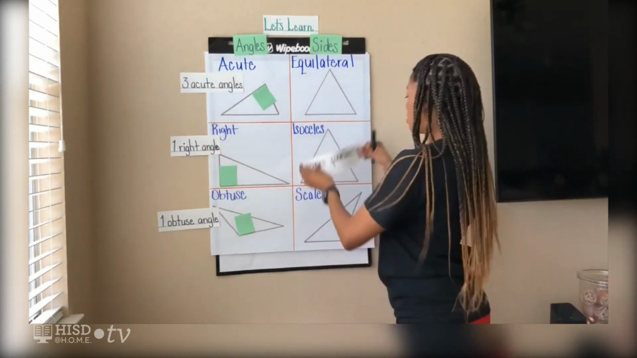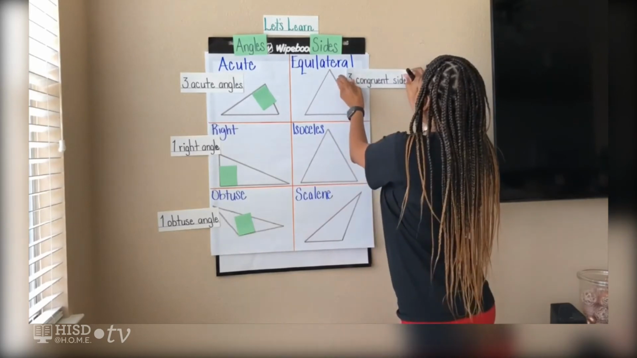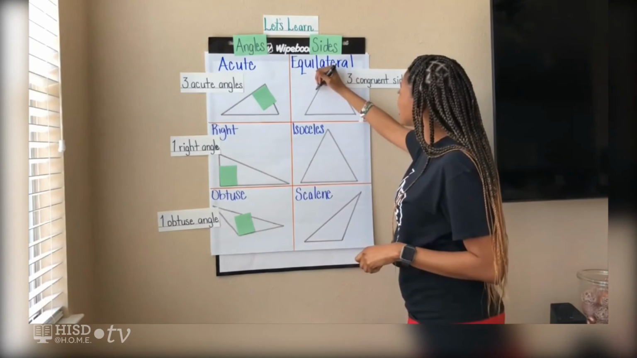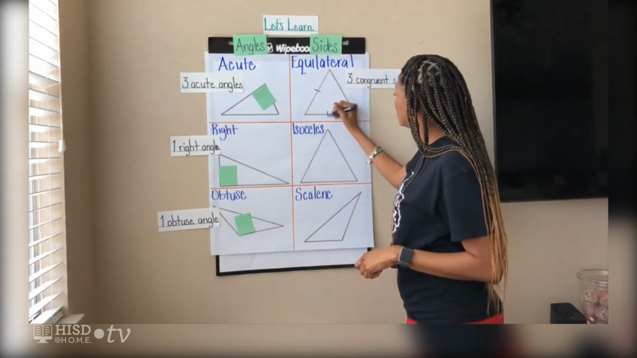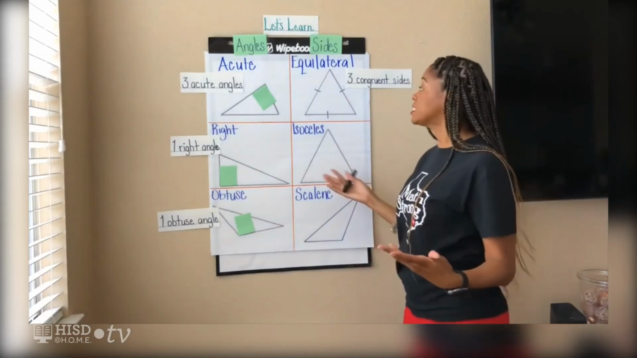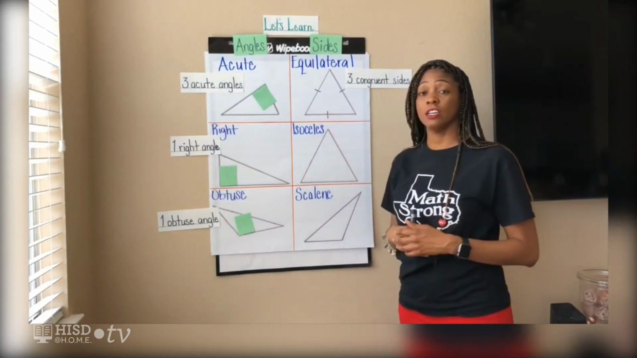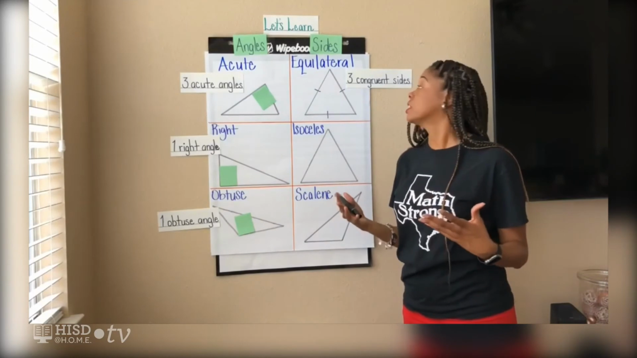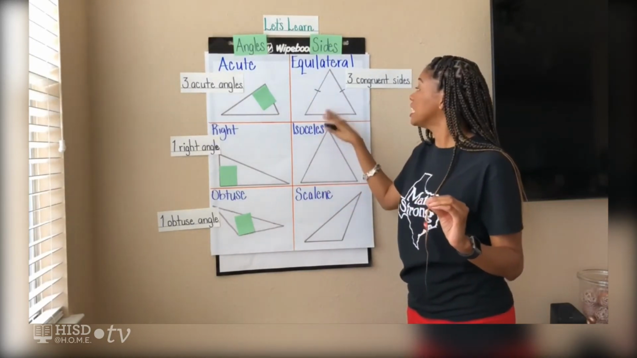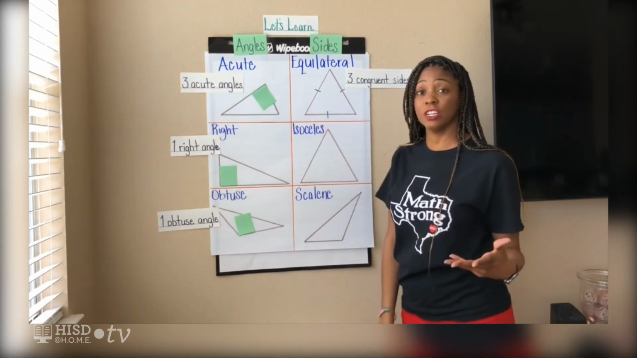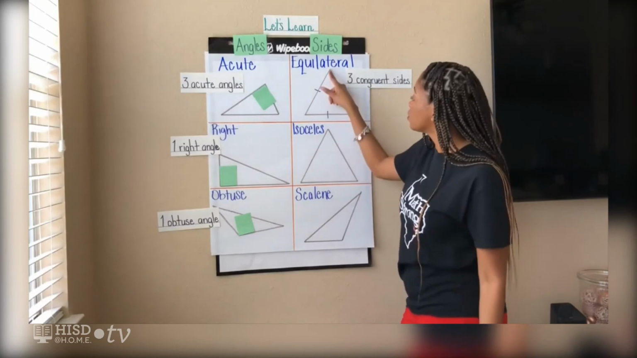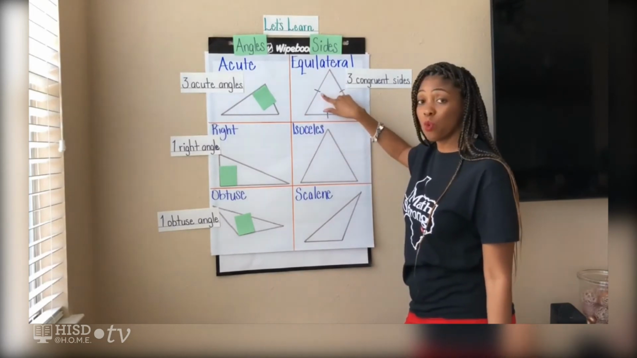You are correct. So in order for a triangle to be equilateral, all three sides must be the same length. And to know that they're all the same length, you will see three markings on the shape. So on the figure, these markings, and it has to be the same marking, will let you know that that figure is equilateral.